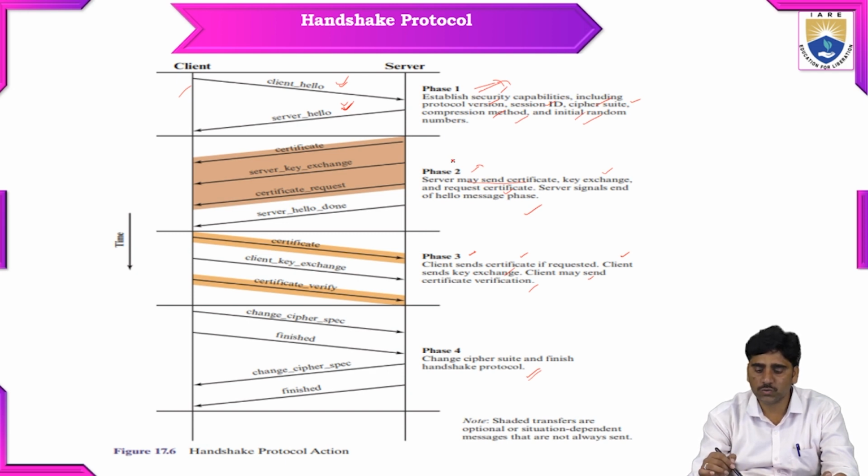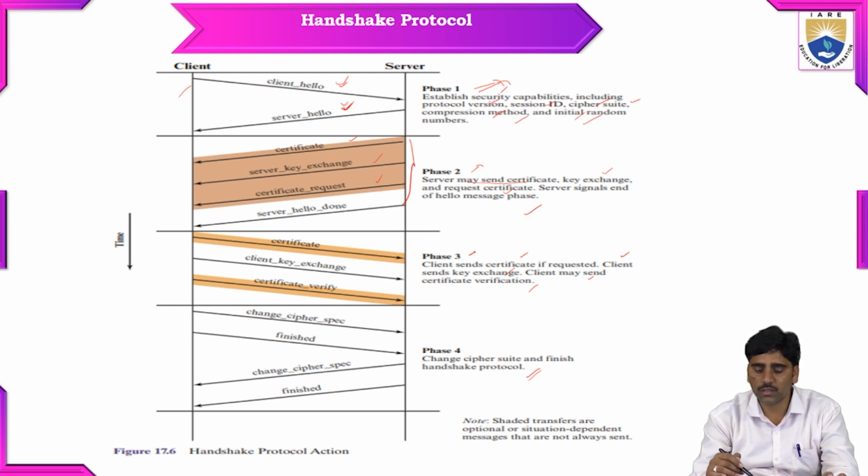The next phase, phase 2, the server may send a certificate. The server sends the certificate to the client, and the server also sends the key exchange mechanism, and the server sends the certificate request also. Then next the server sends hello done. So that means the server is requesting certificate, key exchange and certificate request.